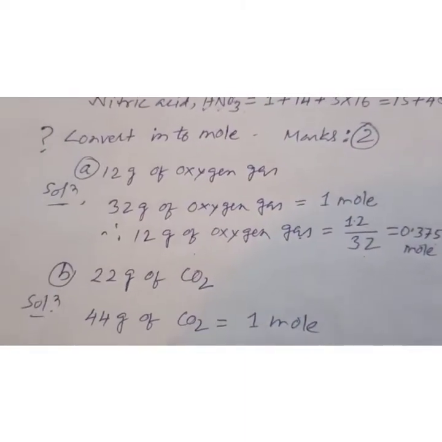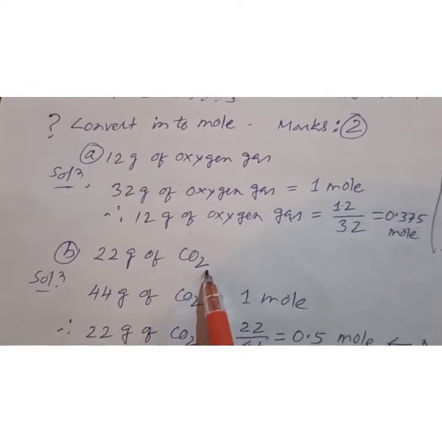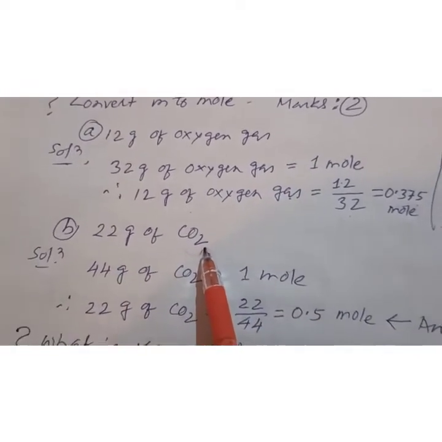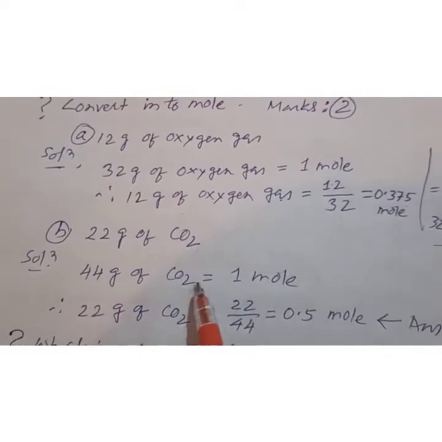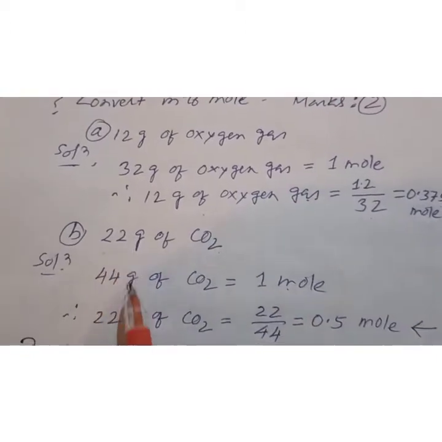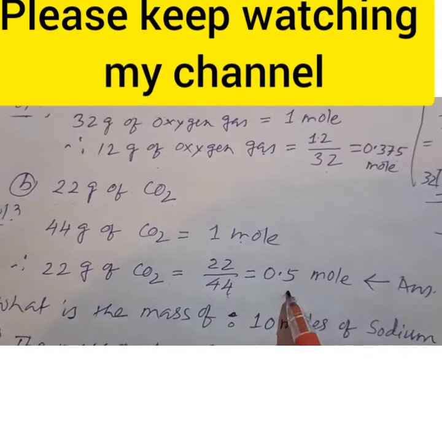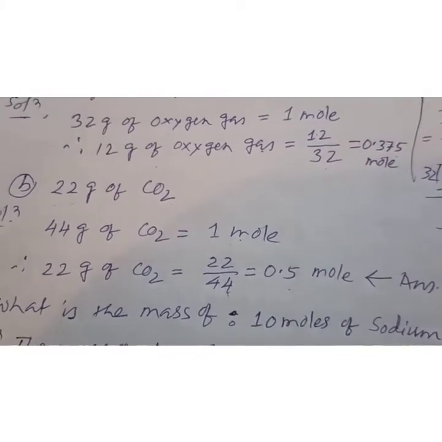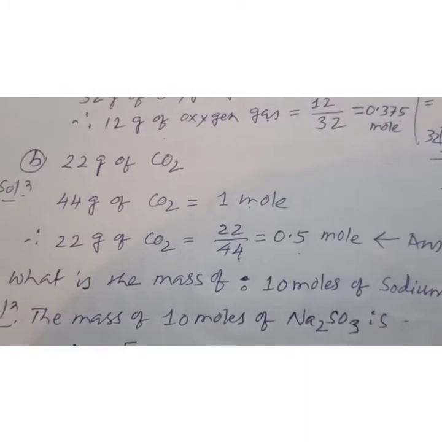And the next question also, convert into mole. It is given 22 grams of carbon dioxide. CO2 means carbon dioxide. So we know 44 grams of carbon dioxide equals 1 mole. Therefore 22 grams of carbon dioxide gas equals 22 by 44. So you just calculate this on your right hand side. That means just do rough calculation.